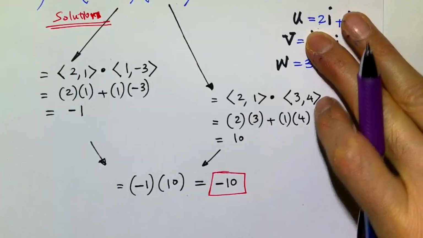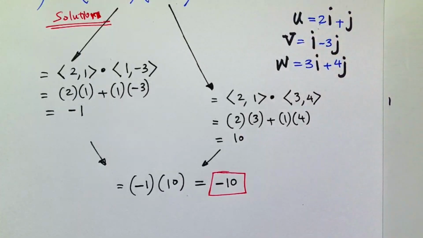Okay, so this pretty much wraps up our discussion of section 9.2, which is the topic of dot product. So please remember, the main reason we study it in this course is to find the angle between two vectors.